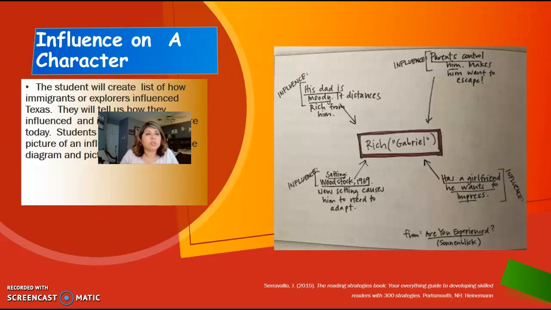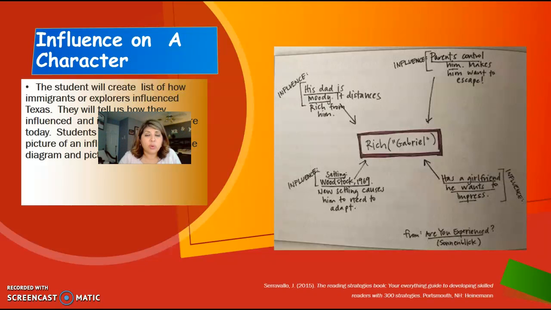So I chose to do the strategy influence of a character. Again, this is usually done of a character in a book, but instead of the character, you would write immigrants or explorers, and right there in the middle where it says Rich or Gabriel, you would put that in there. And then as you're reading the book, what influences did they have on us today? There's some similarities between them and something that is going on today. Those would be things that you would list here.